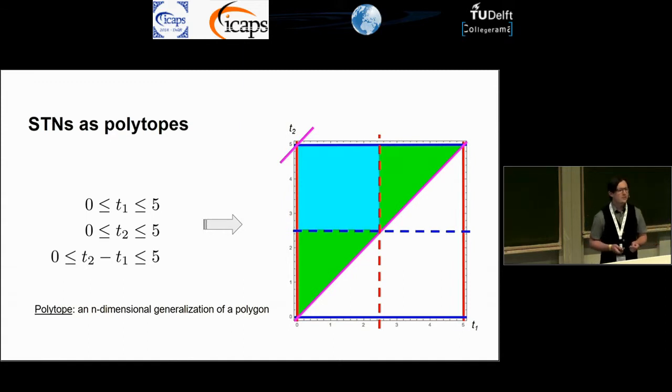Once again, there's something a bit unintuitive here, because the Wilson metric would consider the STN whose solution space was this square to have the same flexibility as the STN whose solution space is this entire triangle.